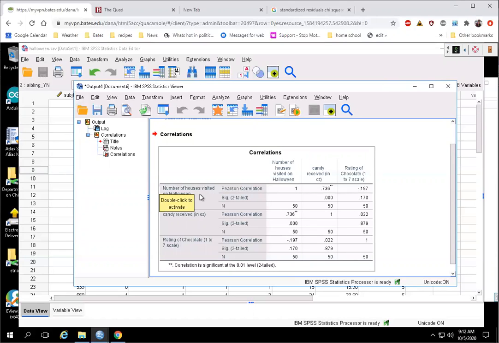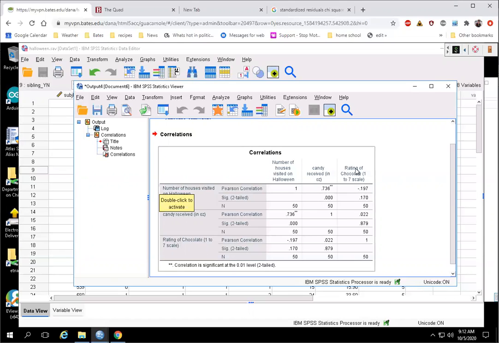But then when we go number of houses visited to candy received, now we see here the first row, 0.736, is our R value, our correlation coefficient, followed by our P value. So this is saying, yes, this is a significant correlation, and it's based on 50 pairs. If there were missing data in here, it would only show the number of pairs that had complete data for both variables. And so we see, yes, there is a strong positive correlation between the number of houses visited and the amount of candy people got, which kind of makes sense.